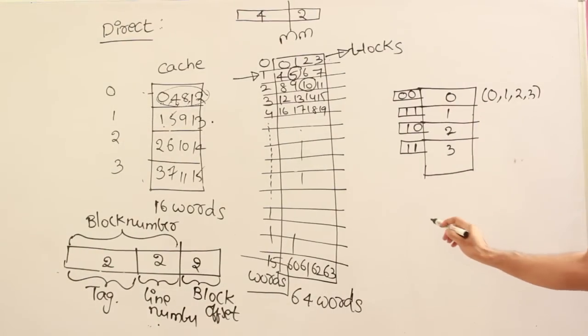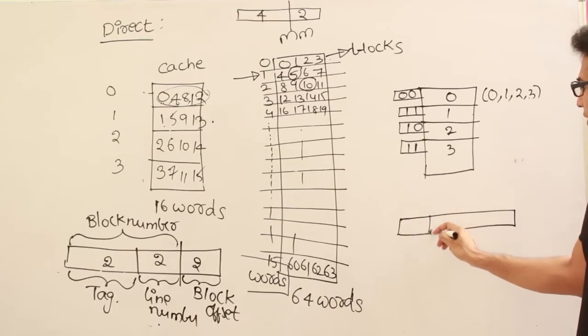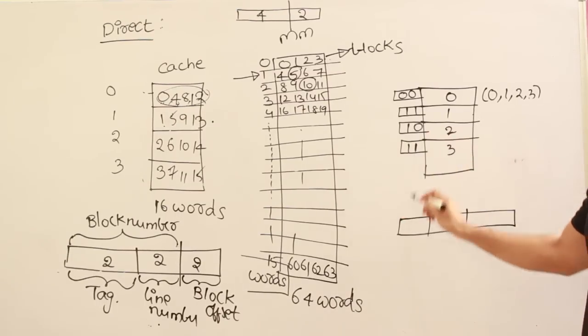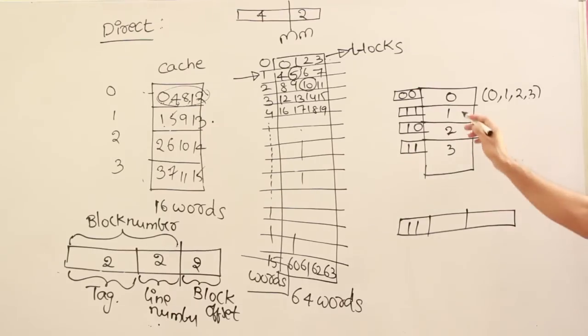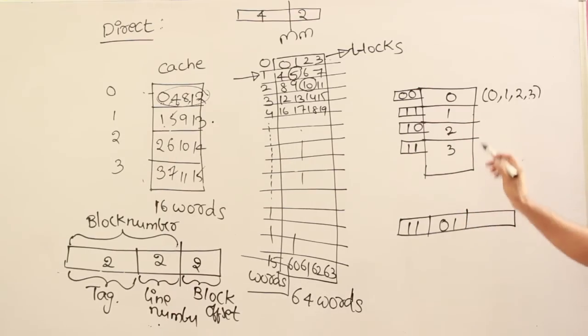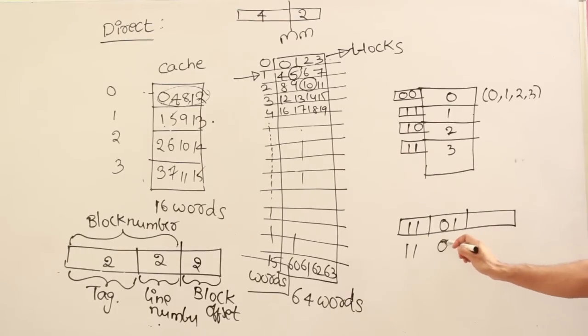Now let's look at line number 2 again. So line number 2 is going to contain tags. The tag is 2 bits, which is 11, and then the line number is containing 01, and then the word can be anywhere. I mean, this block offset can be 00 to 11, right? So what are the various words present?